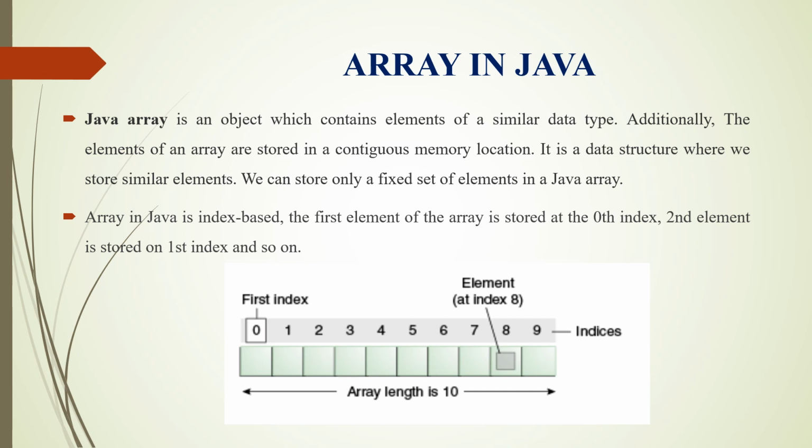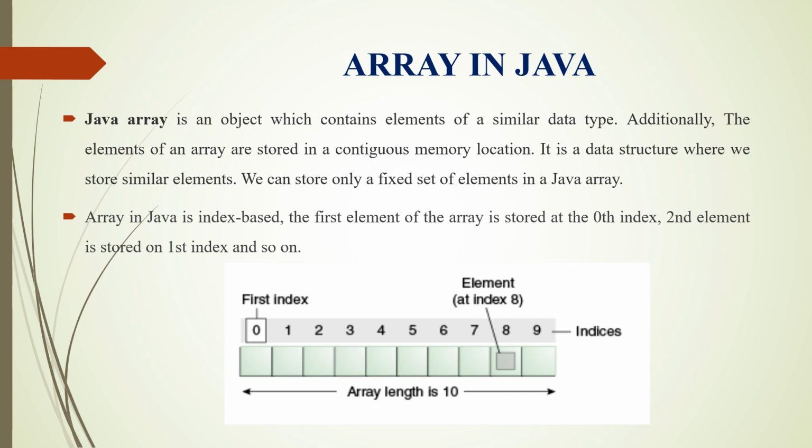An array in Java is index based. So how we can insert, delete or retrieve elements in the array is using the index. The first element of the array is stored in the zeroth index. The second element will be stored in the consecutive index, that is the first index. The third element will be stored in the next index and so on.